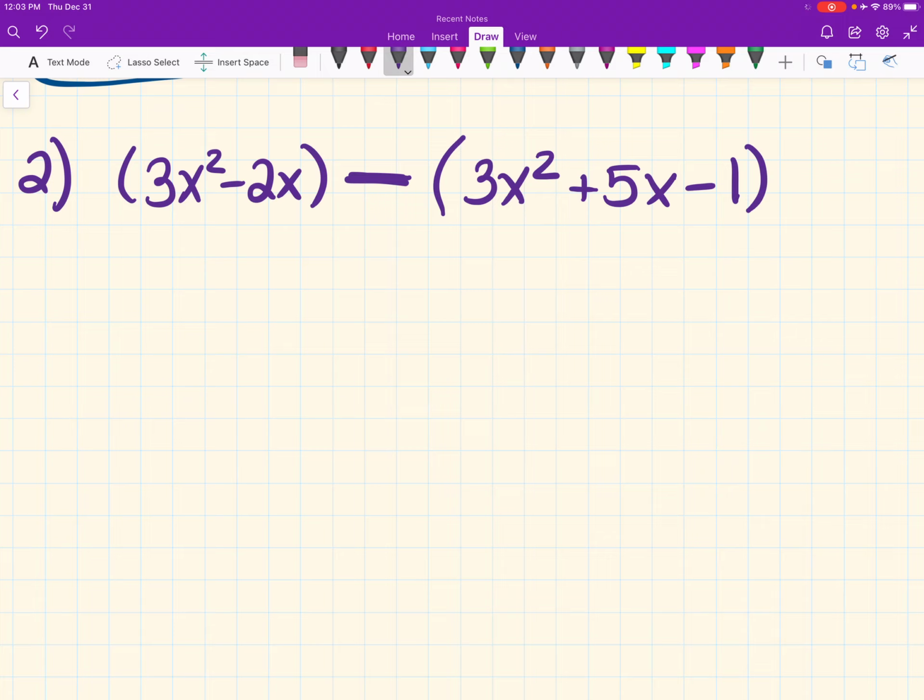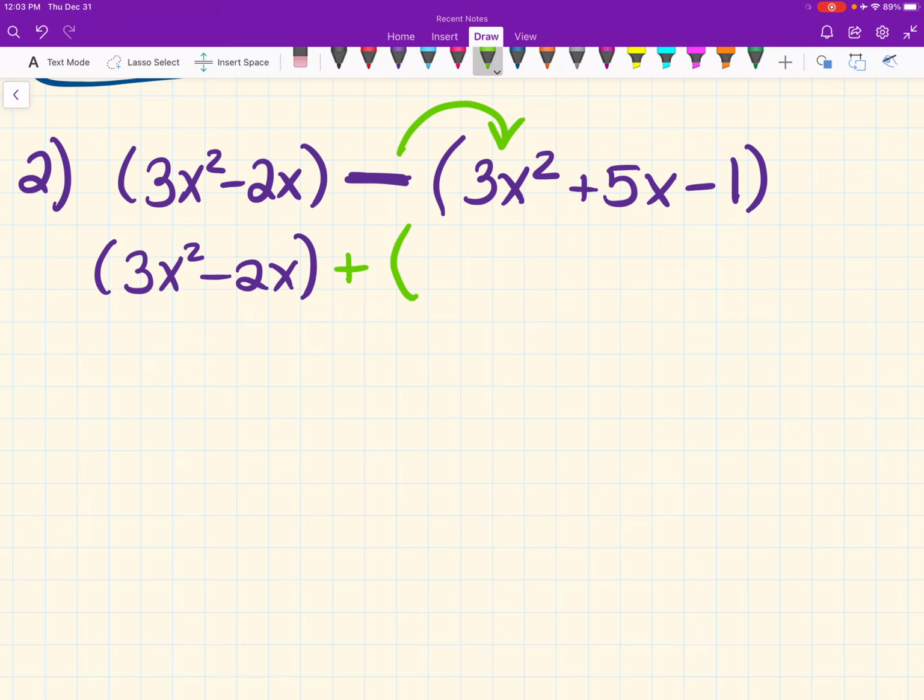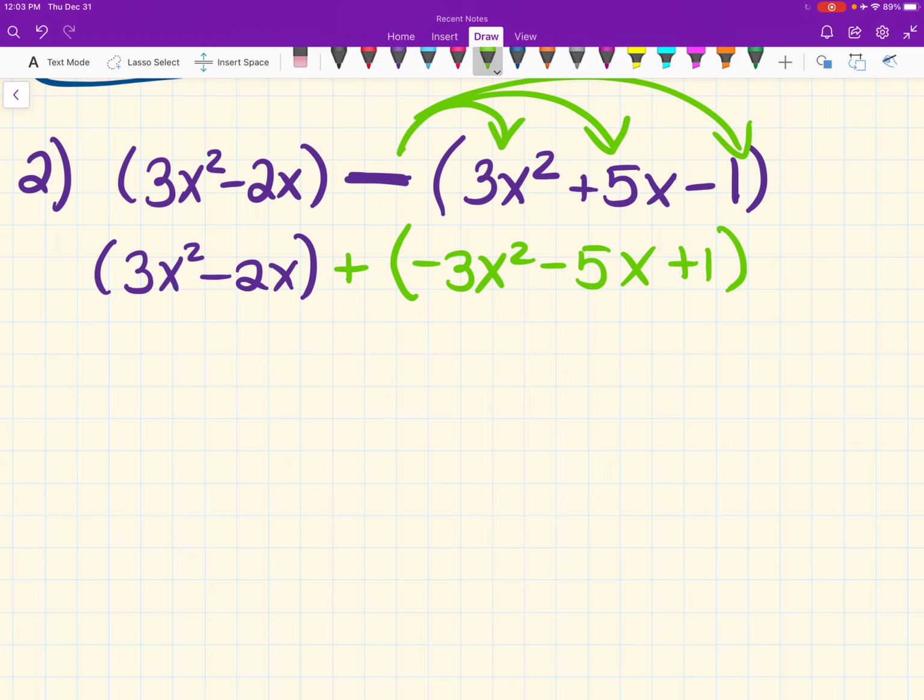Now when we're dealing with subtraction, we need to distribute first. So we keep that first group exactly as it is. For now, we're just holding it there. We're going to deal with this. This becomes, so we're changing this to a plus, so that's why we're distributing it. Negative 3x squared minus 5x plus 1. Okay, so we took care of our subtraction.